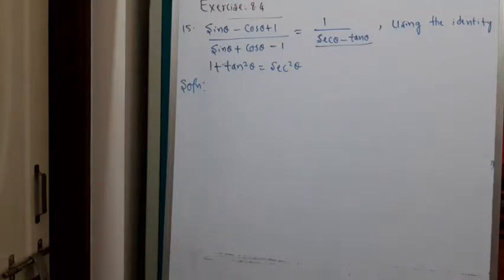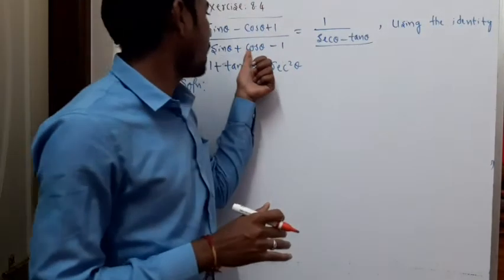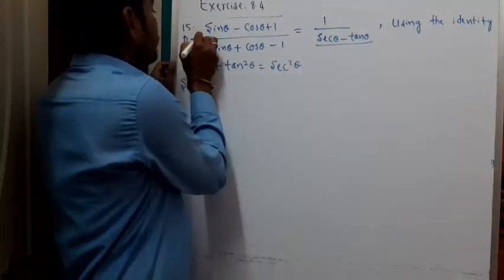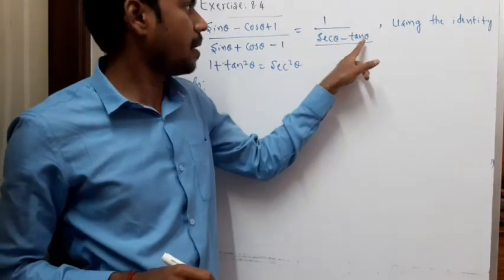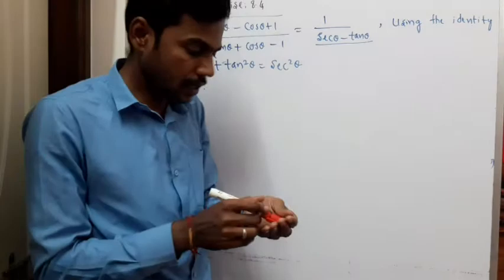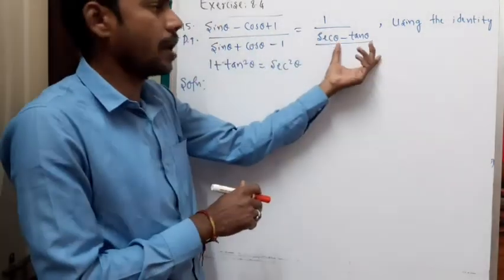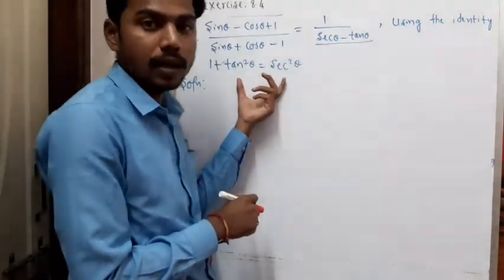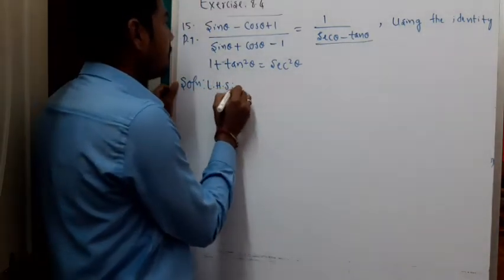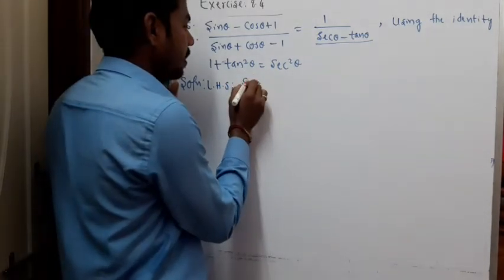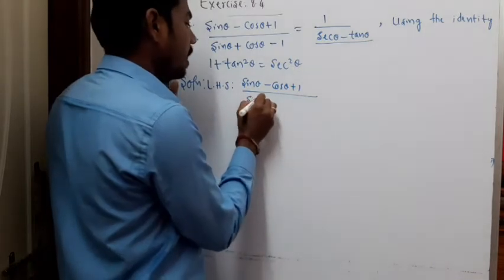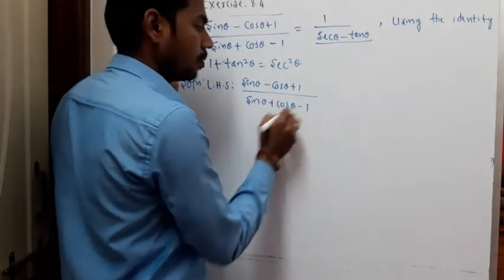Example: prove that (sin theta minus cos theta plus 1) divided by (sin theta plus cos theta minus 1) is equal to 1 by (secant theta minus tan theta), using the identity 1 plus tan square theta is equal to secant square theta. So we need to prove this LHS is equal to RHS, but we need to make use of this particular identity. For this, we'll consider the LHS: sin theta minus cos theta plus 1 divided by sin theta plus cos theta minus 1.